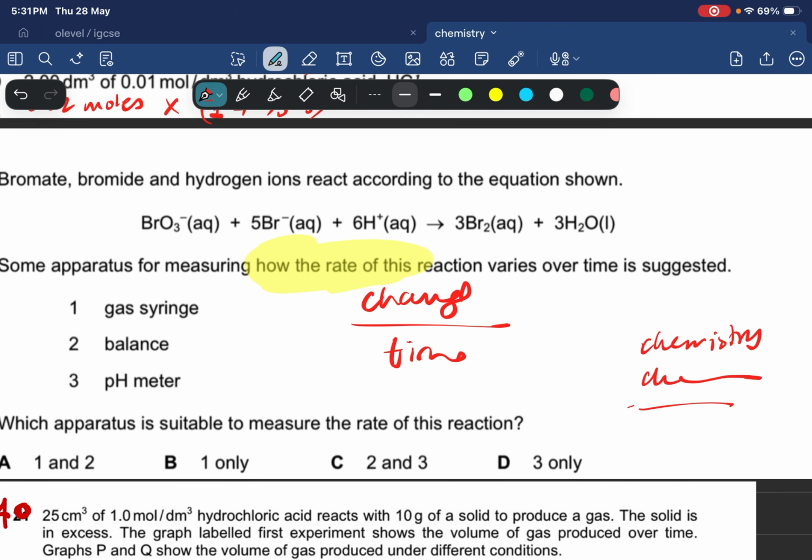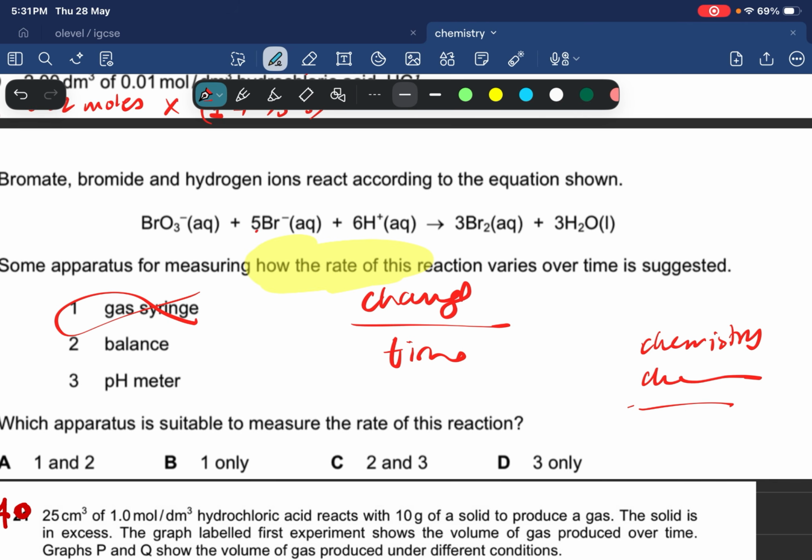Reaction varies over time is suggested. Which apparatus is suitable to measure the rate of the reaction? Are we forming any gas? No, we're not. So why do we need a gas syringe? Balance and pH meter. Bromide and hydrogen ions react according to the equation.